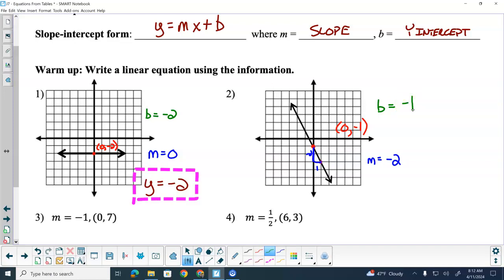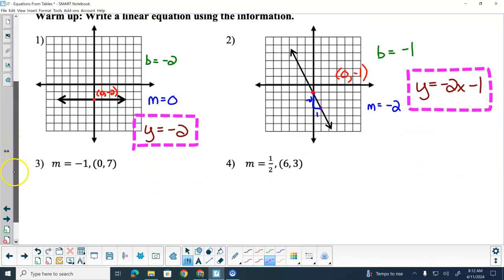So we got an M, right? We got a B, right? You're done, bud. You did awesome. What do we got for y equals mx plus b? Y equals -2x minus 1. Close.